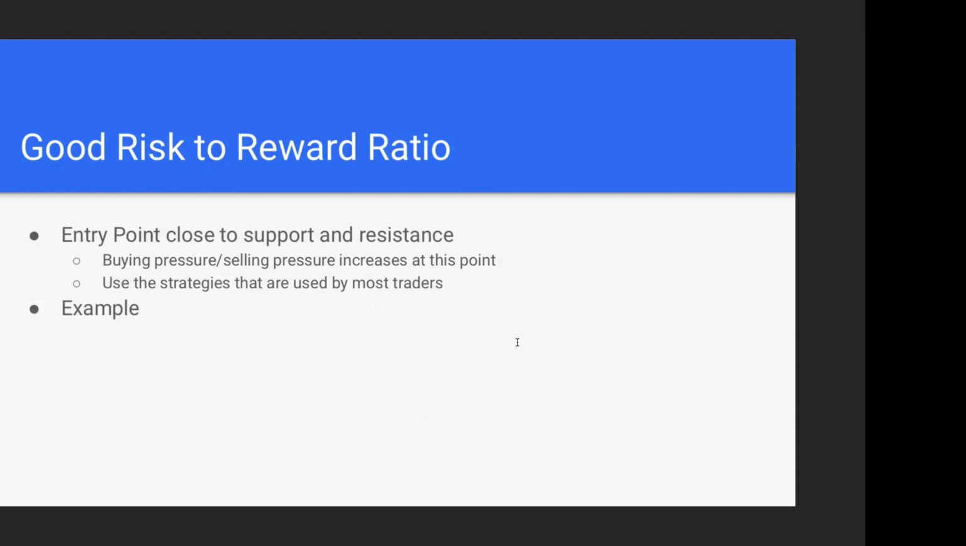Then use the strategies that are mostly used by traders. The most popular ones, as I was mentioning, are flat lines, moving averages, and trend lines. Definitely use them to your benefit. So that's pretty much what I wanted to cover. Now we'll look at some examples, but before that, if you have any questions, we can answer them.